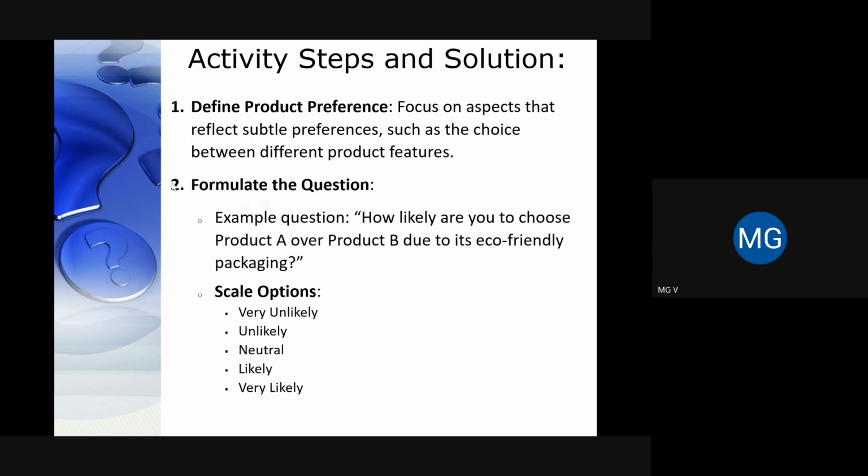So what do we want to know? We want to know which product customers prefer, A or B, on the basis of eco-friendly packaging. And to measure this, we have given the options from very unlikely to neutral to very likely, so that we are able to monitor even the slight change in the preferences. Clear?